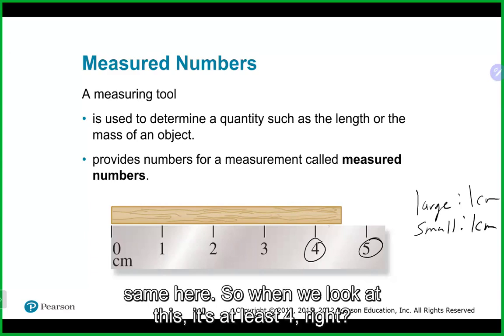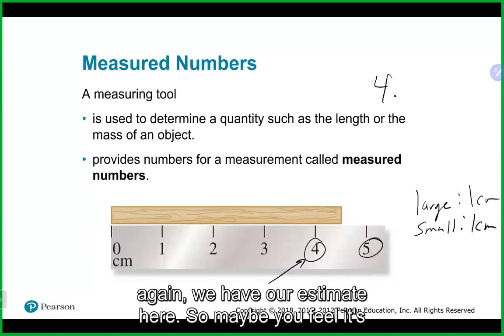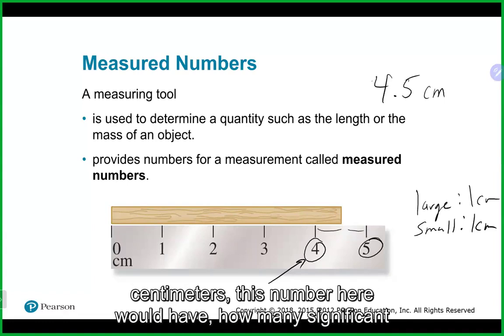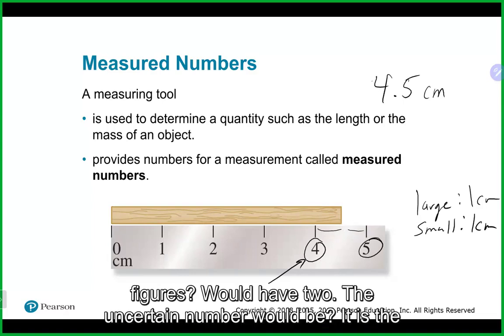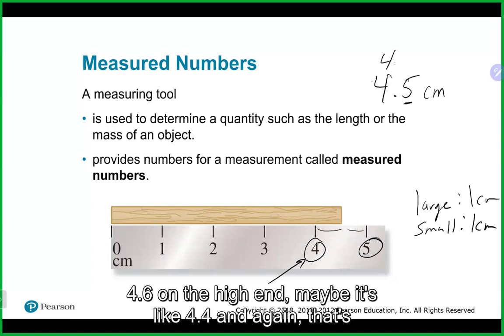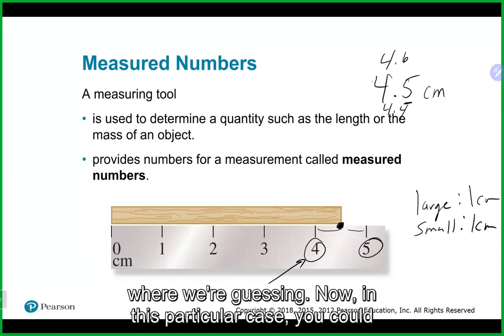So when we look at this, it's at least 4. So we want our certain number, which is 4. And again, we have our estimate here. Maybe you feel it's halfway between those two, and you put 4.5 centimeters. This number would have how many significant figures? It would have 2. The uncertain number is the 5. We're saying I think it's 4.5, but maybe it's 4.6 on the high end, maybe it's 4.4. That's reasonable because that's somewhere in the area of where we're guessing.